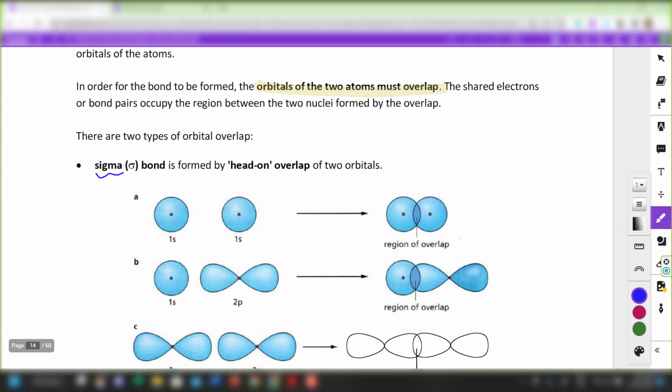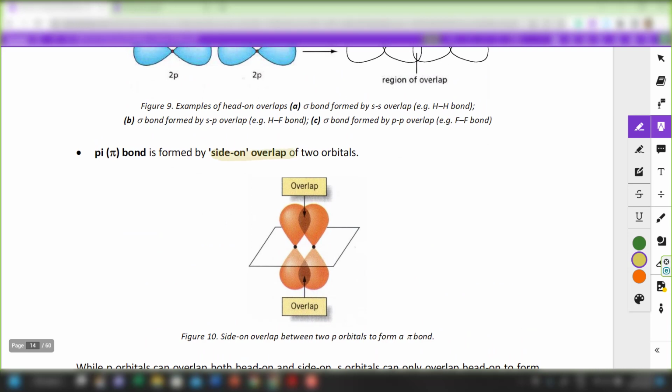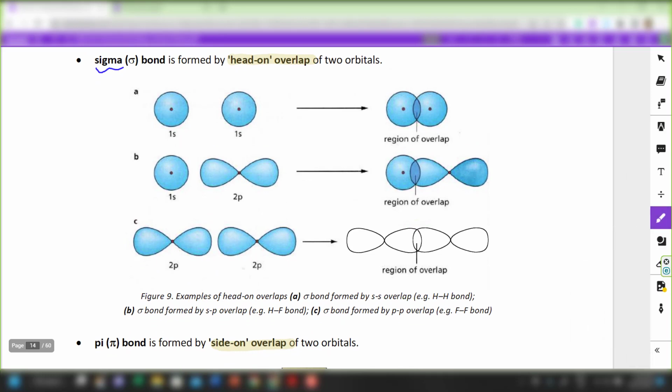They must overlap either what we call head-on. Okay, so the keyword here, let me just highlight this: head-on overlap. Or the overlap could be what we call side-on. Okay, so head-on overlap will give rise to what we call a sigma bond, and side-on overlap will give rise to what we call a pi bond.